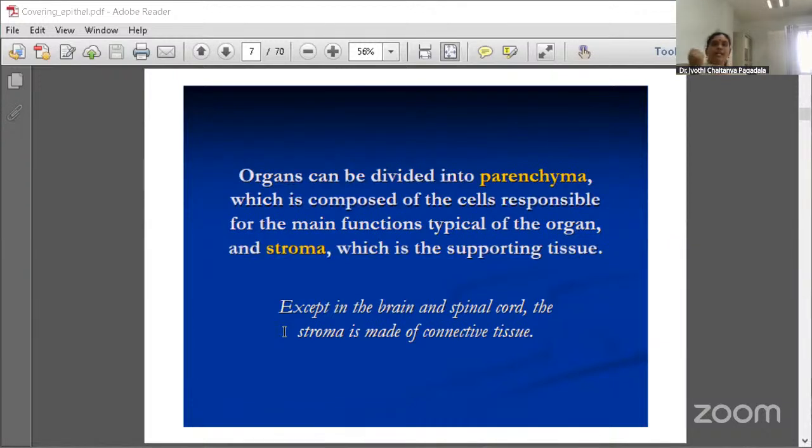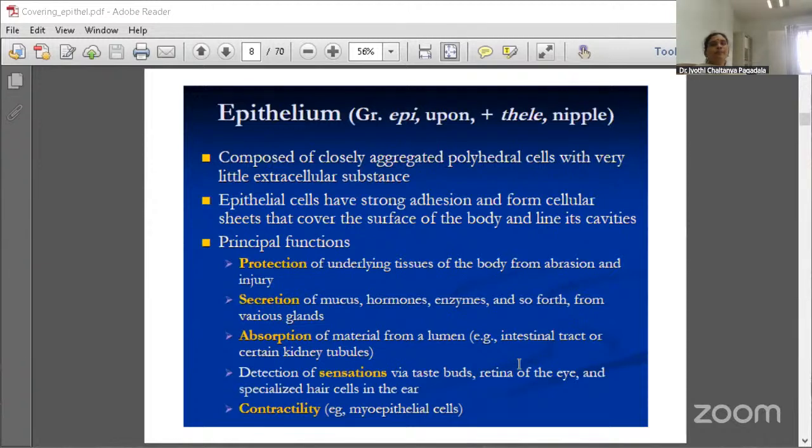Organs can be divided into parenchyma, which is composed of cells responsible for the main function typical of the organ, and stroma, which is a supporting tissue. Except in the brain and spinal cord, the stroma is made up of connective tissue.